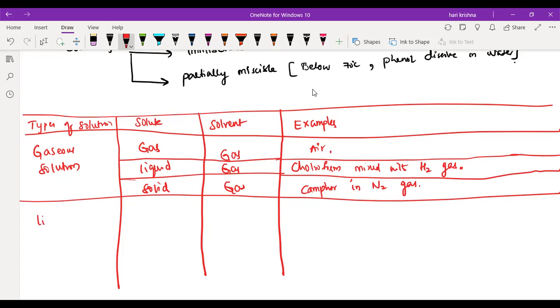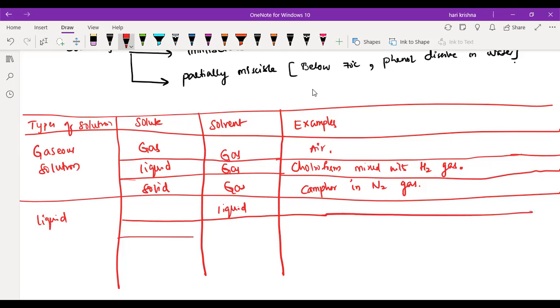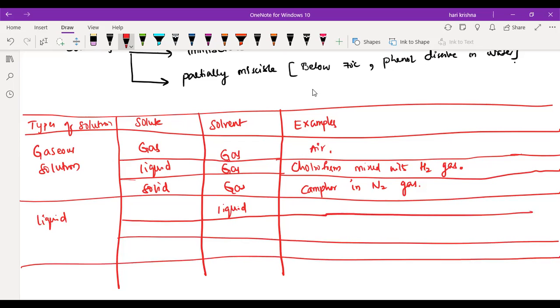The liquid solution next. Again, 3 types. The solvent is in the liquid state. So first we'll take gas, then we'll take liquid, then we'll take solid. Now tell me any example for the gas in the liquid.